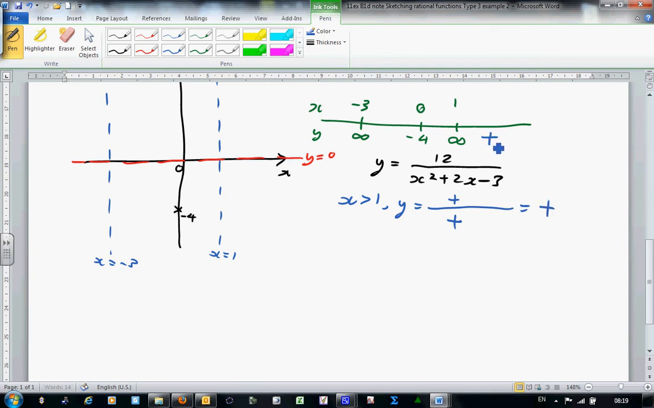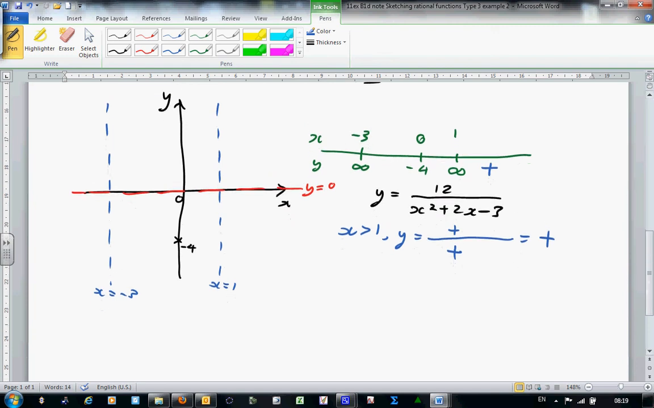I think we could probably just put that in anyway. Let's put that in like that. Sorry, change colour. They're all positive like that. And again, they've got this general shape that we've seen before.